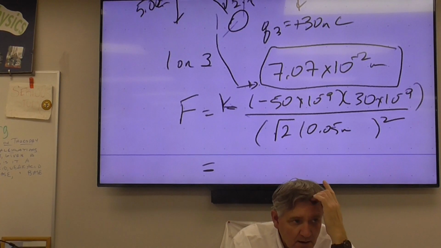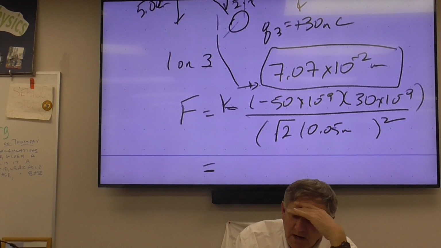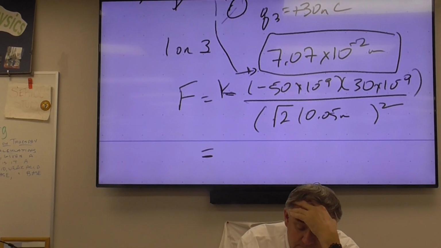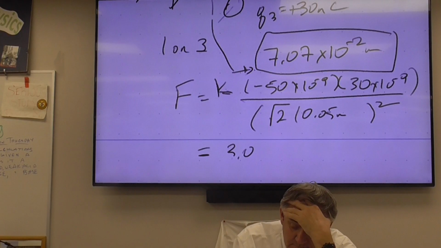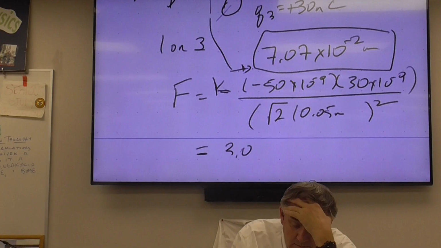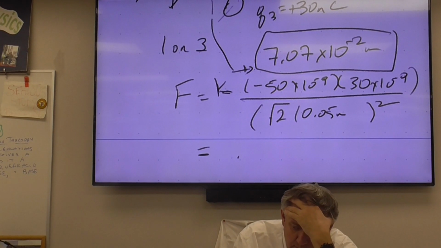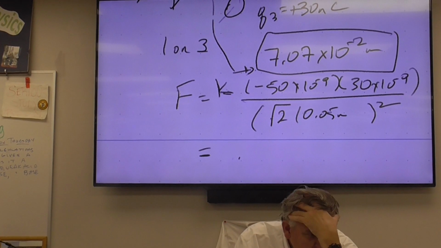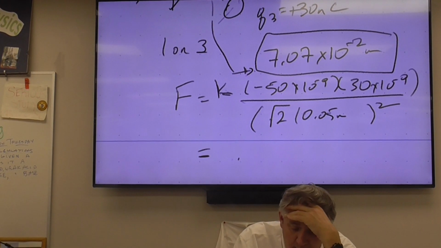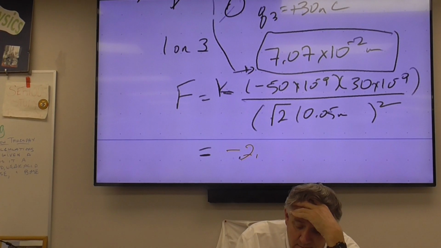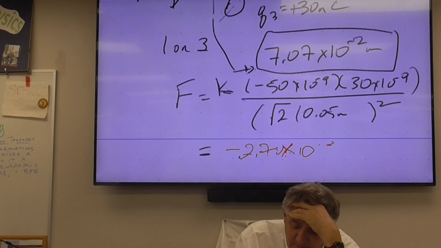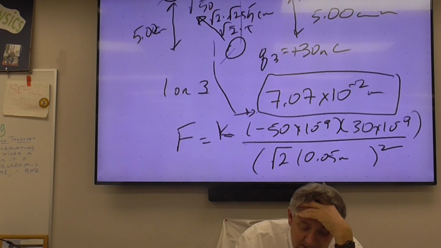Thank God for calculators, doing this by hand. 2.70 times 10 to the negative 3. Negative 2.70, okay, sorry. Times 10 to the negative third. So that's going to be going in that direction.